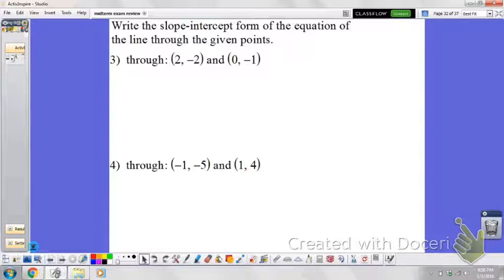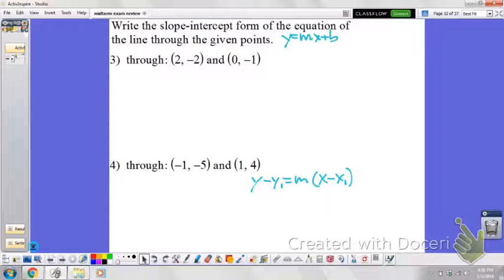For number 3 and 4, I'm writing the slope-intercept form of the equation of the line that passes through the given points. So I need to write an equation of a line in y equals mx plus b form. That's what I want to end with. I can do that by using my slope-intercept equation, the one we just wrote, or my point-slope form, which is y minus y1 is equal to m times x minus x1. And I'm going to do the first one using the slope-intercept and the second one using the point-slope.